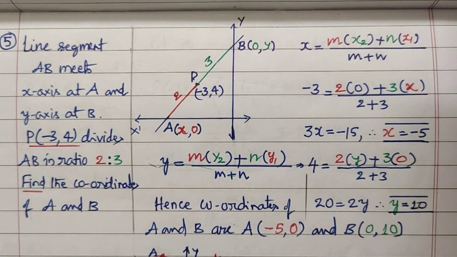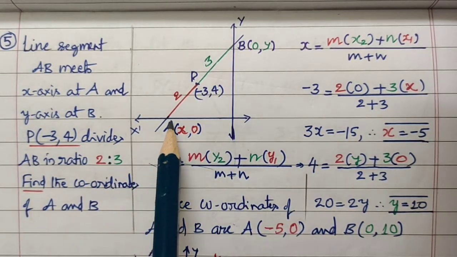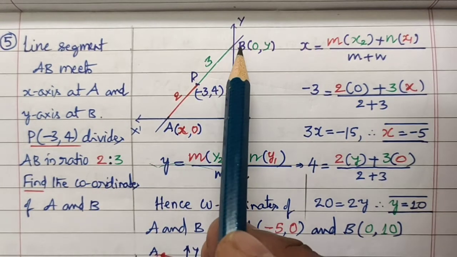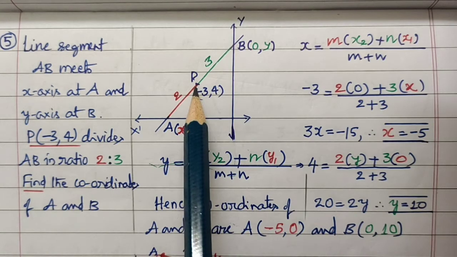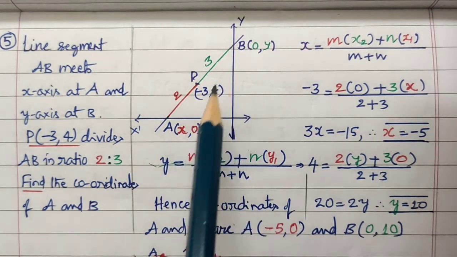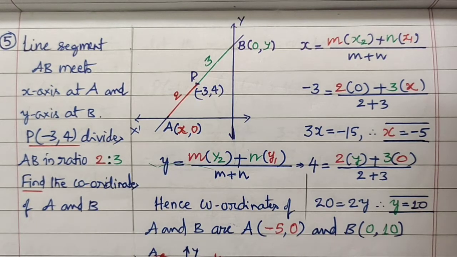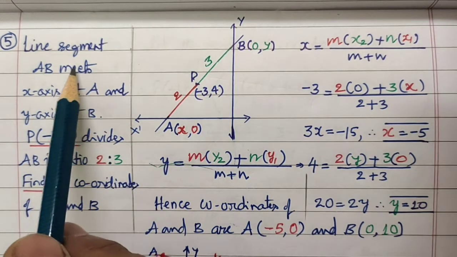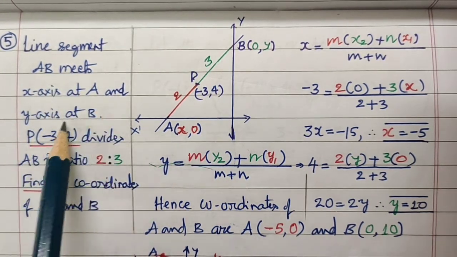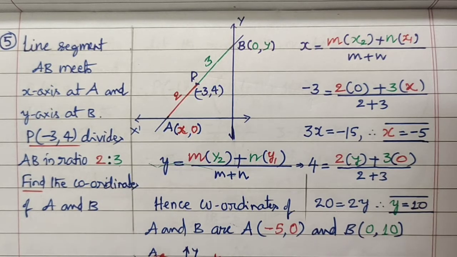In the figure given here with the line segment AB, the line segment AB meets the x-axis at A and the y-axis at B. The point P (minus 3, 4) on AB divides it in the ratio 2:3. Find the coordinates of A and B.